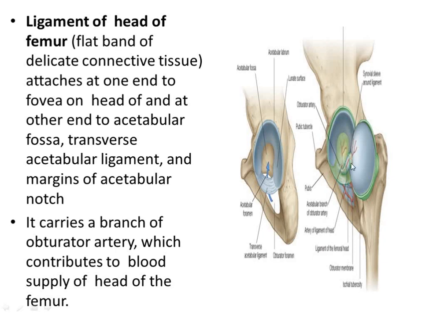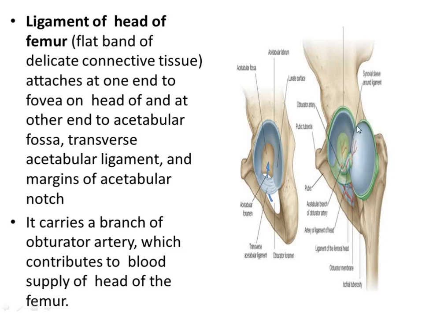This is a flat kind of connective tissue, and it also carries a very important artery, which is a small branch of obturator artery, and this small branch of obturator artery, which is traversing through this ligament of head of femur, contributes to the blood supply to the head of the femur.